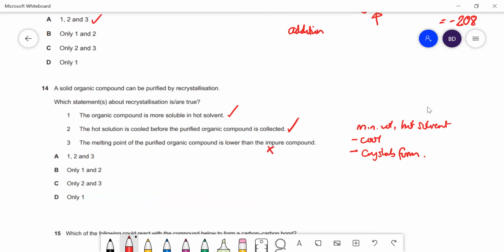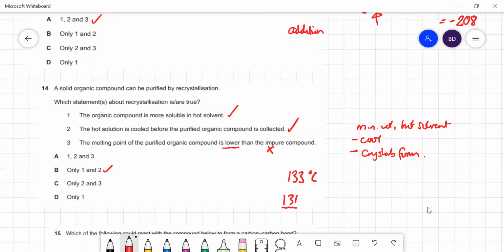The melting point of the purified compound is lower, if it's impure. Now, when you have impurities, that makes the melting point slightly lower. Like when you put salt into water, it makes it impure and lowers the melting point below freezing. So 1 and 2 is the correct answer there. If you test the melting point of your compound and say it should be 133, and you get like 131, there's a probability that you've got impurities in there. It's depressed the melting point.